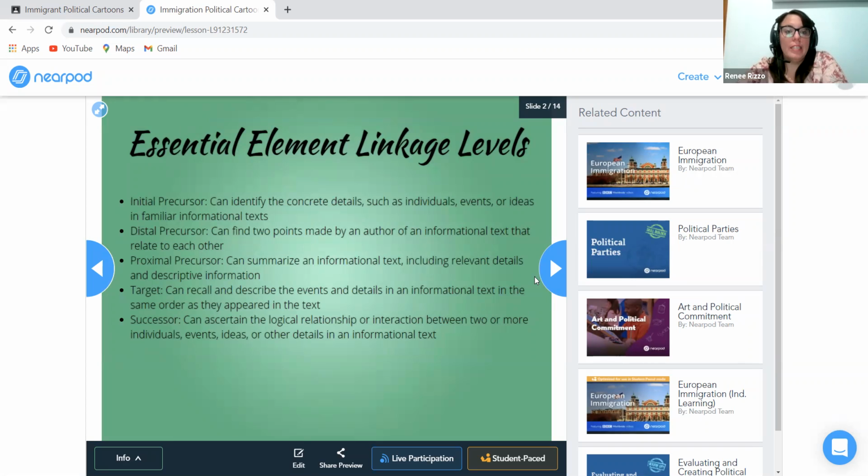Essential element linkage levels. Initial precursor: can identify the concrete details such as individuals, events, or ideas in familiar informational texts. Distal precursor: can find 2 points made by an author of an informational text that relate to each other. Proximal precursor: can summarize an informational text including relevant details and descriptive information. Target: can recall and describe the events and details in an informational text in the same order as they appeared in the text. Successor: can ascertain the logical relationship or interaction between 2 or more individuals, events, ideas, or other details in an informational text.